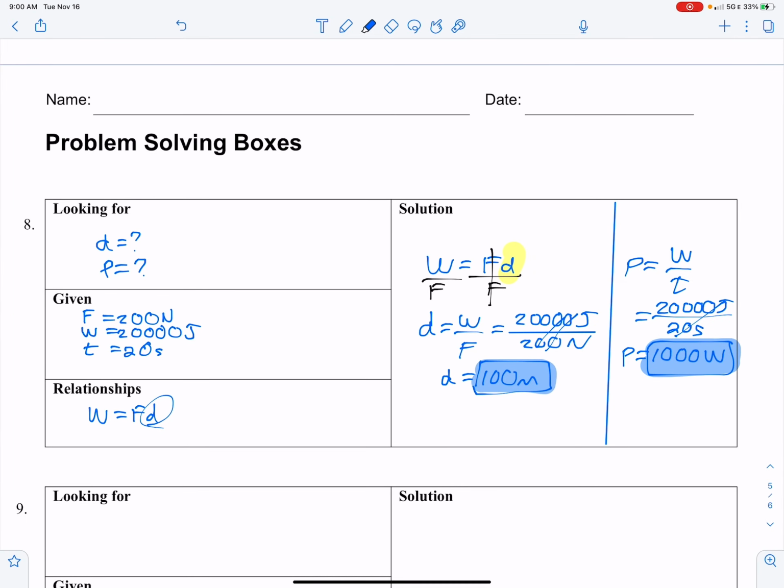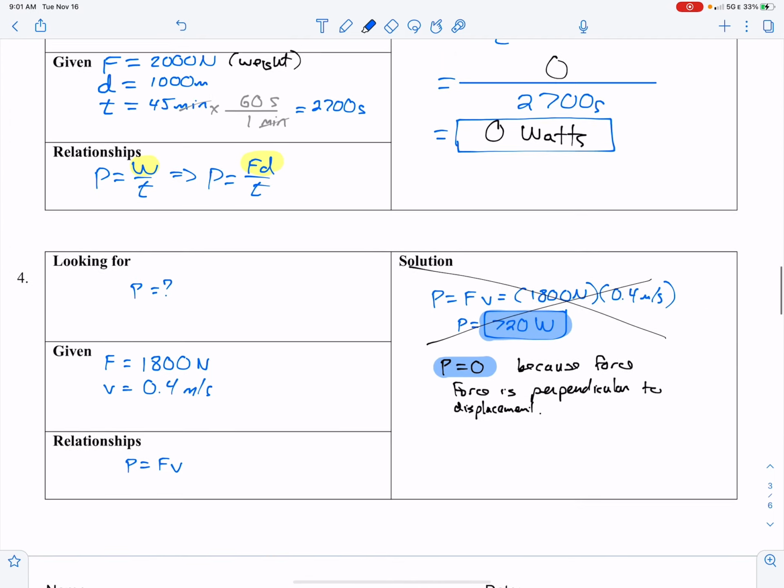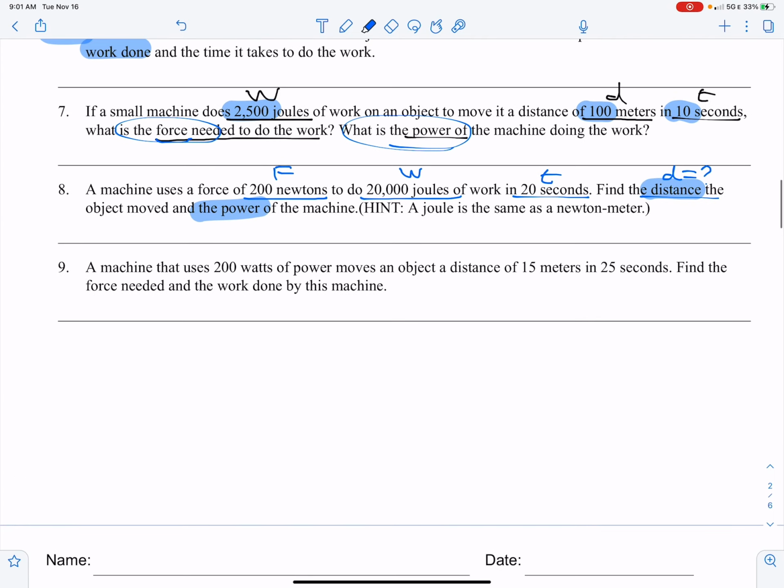And lastly, can I get a reader, please, on number 9? Please, thank you. A machine that uses 200 watts of power is moving objects a distance of 15 meters in 25 seconds. Find the force needed and the work done by this machine.